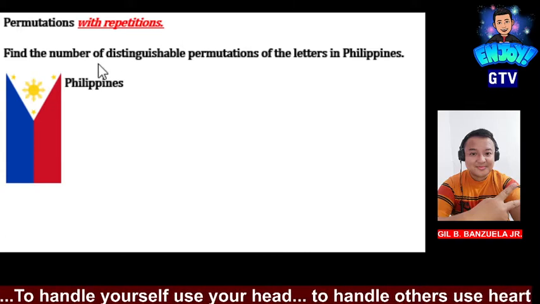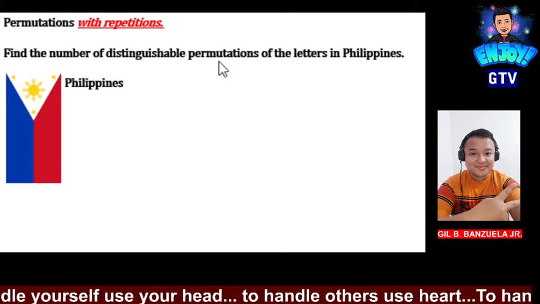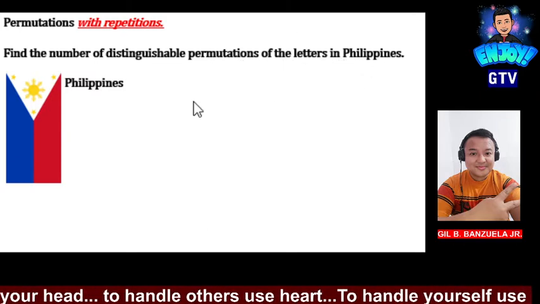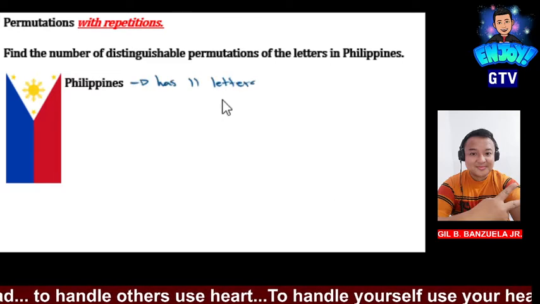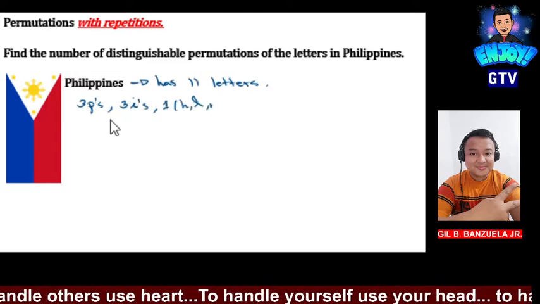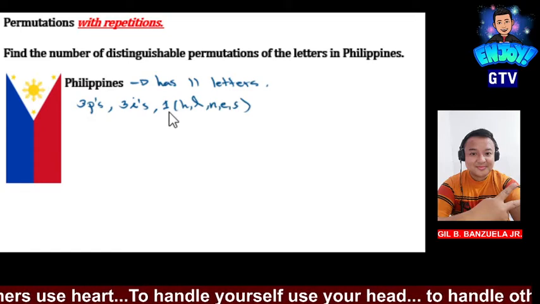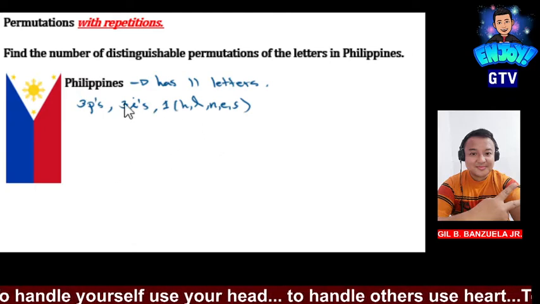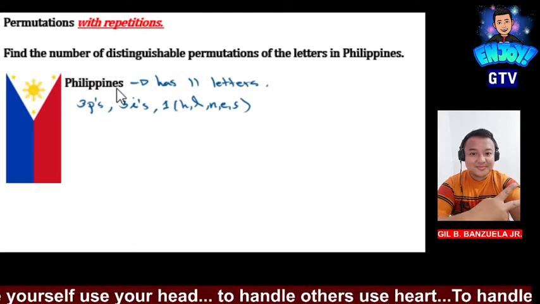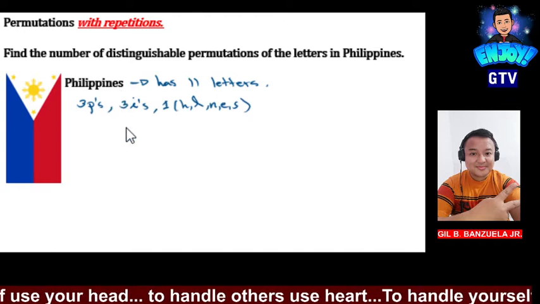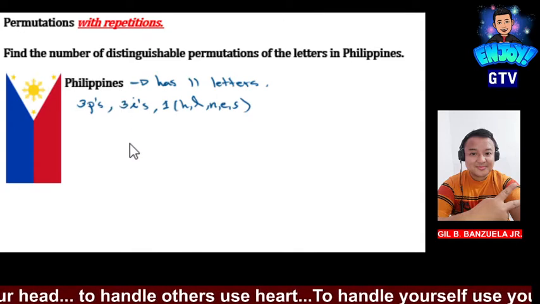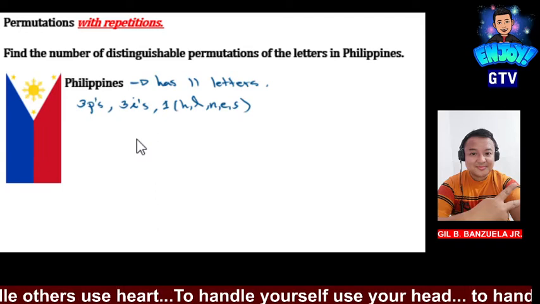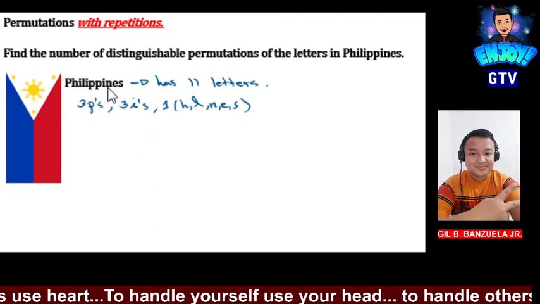Permutations with repetitions. So let's find the number of distinguishable permutations of the letters in the word Philippines. Take note that Philippines has 11 letters. We have 3 P's, 3 I's, and one each of H, L, and S. And to solve this kind of problem, we're going to count the number of letters in the entire word. And we're going to put that in the numerator, then we put factorial. So 11 factorial ways to rearrange these 11 letters.